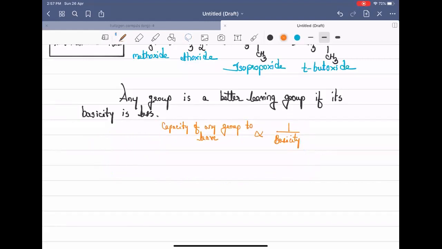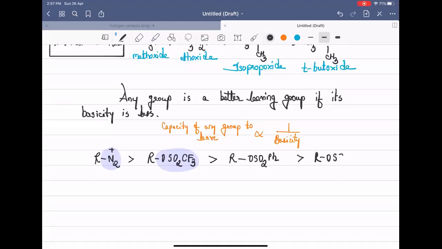And I have given a small list of leaving groups in decreasing order, starting with RN2+, followed by ROSO2CF3. This is a very good leaving group. The leaving group is here, okay? This is your leaving group, which is followed by ROSO2Ph, followed by ROSO2CH3. These are all excellent leaving groups. After which you have RI greater than RBr. These are again two good leaving groups.